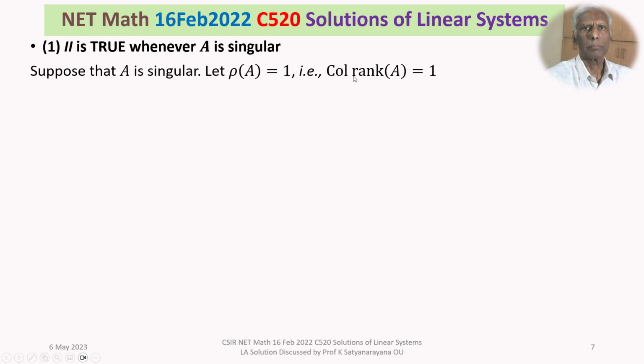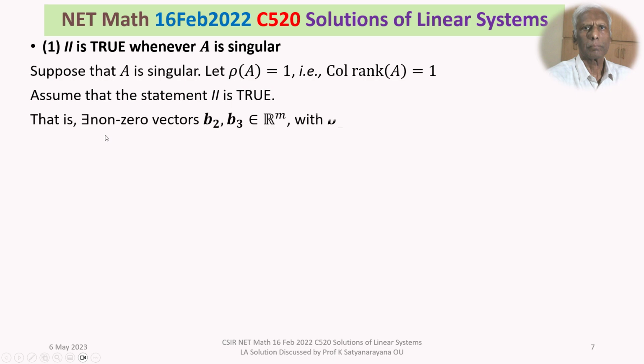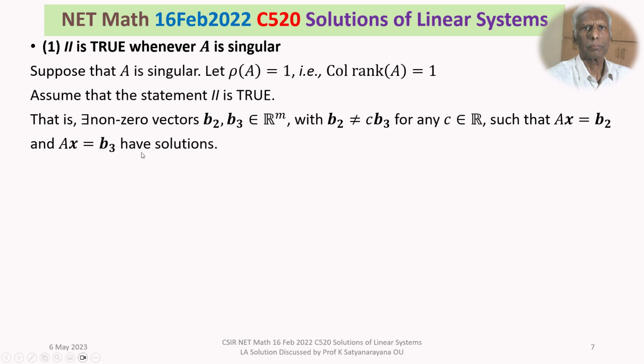That is, the column rank of A is 1. Column rank is equal to row rank is equal to rank. Therefore, rank of A is equal to 1 means column rank of A is equal to 1. Assume that statement 2 is true. That is, there exist non-zero vectors b2, b3 belongs to R power m such that b2 and b3 are linearly independent such that Ax is equal to b2 and Ax is equal to b3 have solutions.